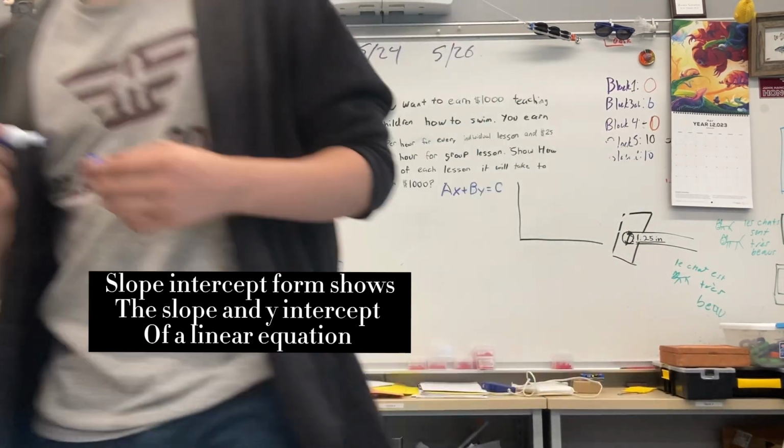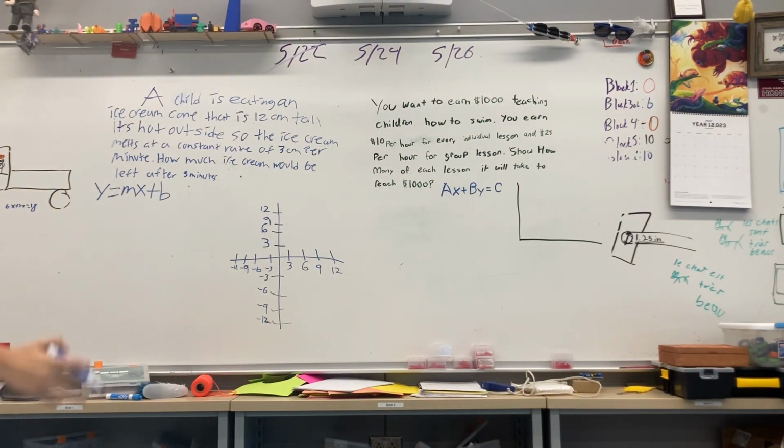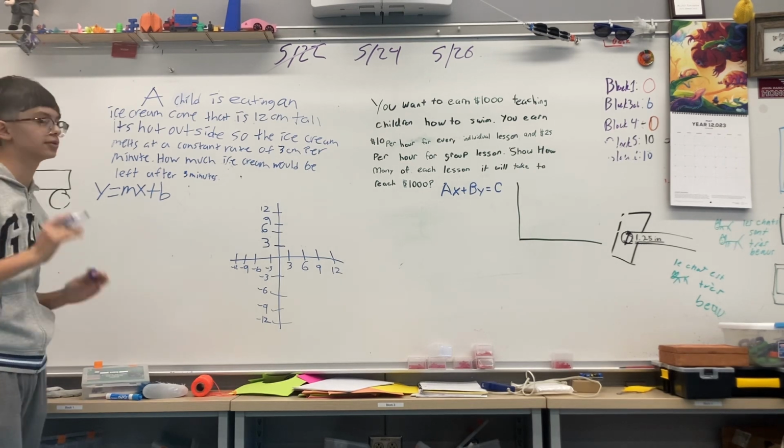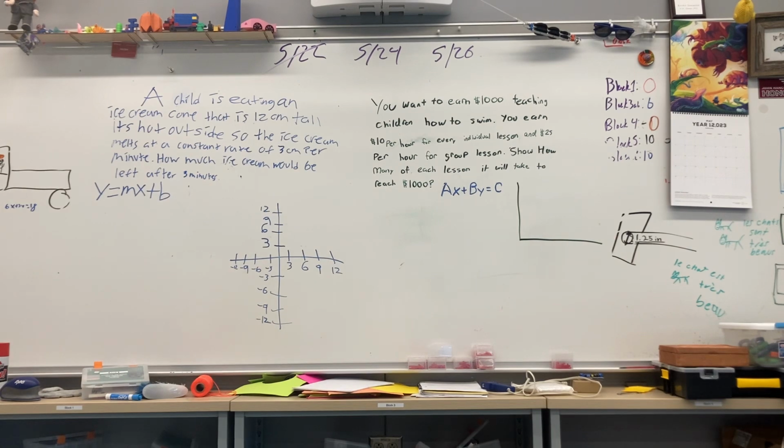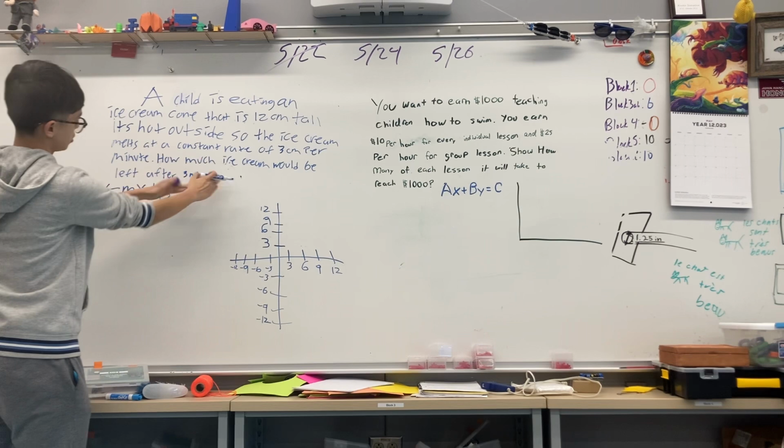Okay, so the first problem that we have is a child is eating an ice cream cone that is 12 centimeters tall. It's hot outside, so the ice cream melts at a constant rate of 3 centimeters per minute. How much ice cream would be left after 3 minutes? So first, we need to come up with an equation in order to solve the problem.